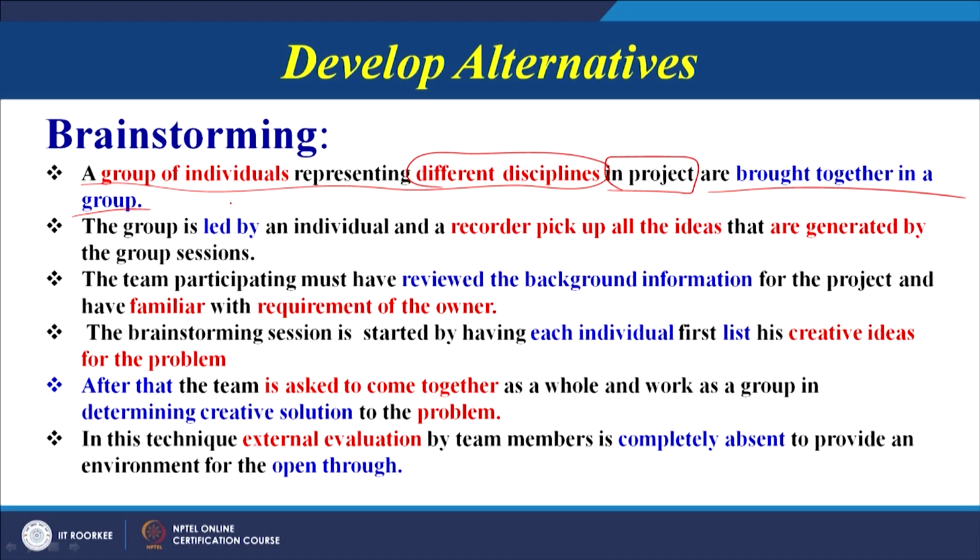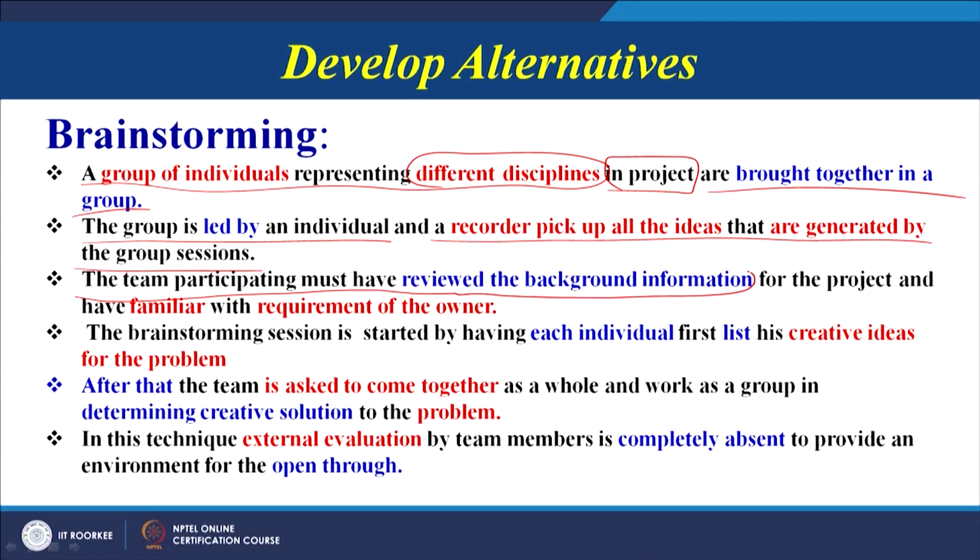So, when you are brainstorming, there is a group comprising professionals from diverse disciplines. The group is led by an individual, and a recorder picks up all the ideas that are generated by the group. So, normally, once we have an objective at hand, people start discussing that objective, and there is a recorder who will keep a record of all the ideas generated by all the members of the group, the professionals or the executives of the team.